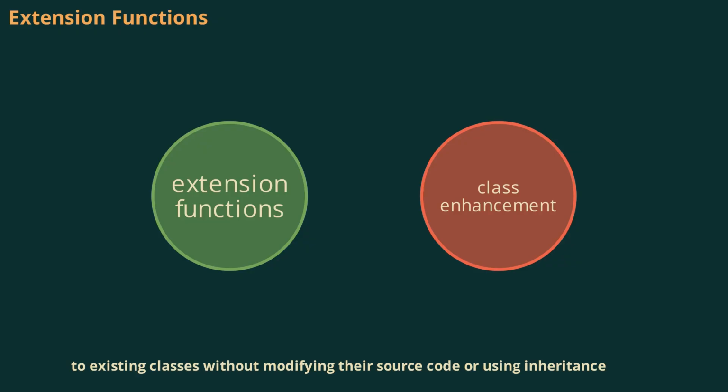Extension functions in Kotlin allow you to add new methods to existing classes without modifying their source code or using inheritance. This feature lets you extend external classes, including standard SDK classes like String or Int. Extension functions make your code more flexible and reusable, enabling you to enhance functionality without altering the original class.